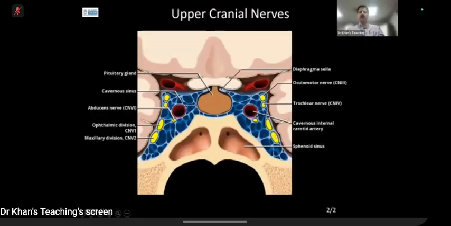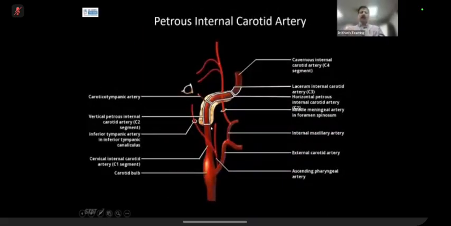And just to make a point, repetition, these are the nerves which pass through the cavernous sinus. Of course, the oculomotor and the trochlear nerves, third and fourth, we did not mention because they come out at the midbrain level. Then, of course, V1 and V2 and the sixth nerve. Now, just concentrate on what happens with the carotid artery.